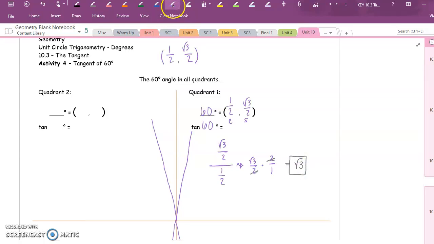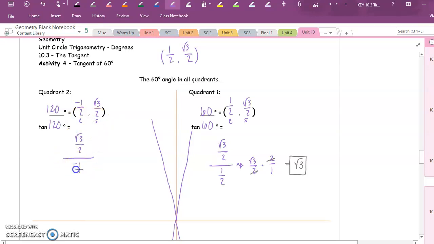In quadrant 2, 180 minus 60 gets me my reference angle of 120 degrees. It's negative positive, so we have negative 1/2 comma positive square root 3 over 2. So when we find the tangent of 120 degrees, cosine comma sine, you're going to take sine over cosine. You're going to change your division of fractions into multiplication. So we have root 3 over 2 times negative 2 over 1. You can go ahead and cancel out those 2's, so we're left with negative square root 3.